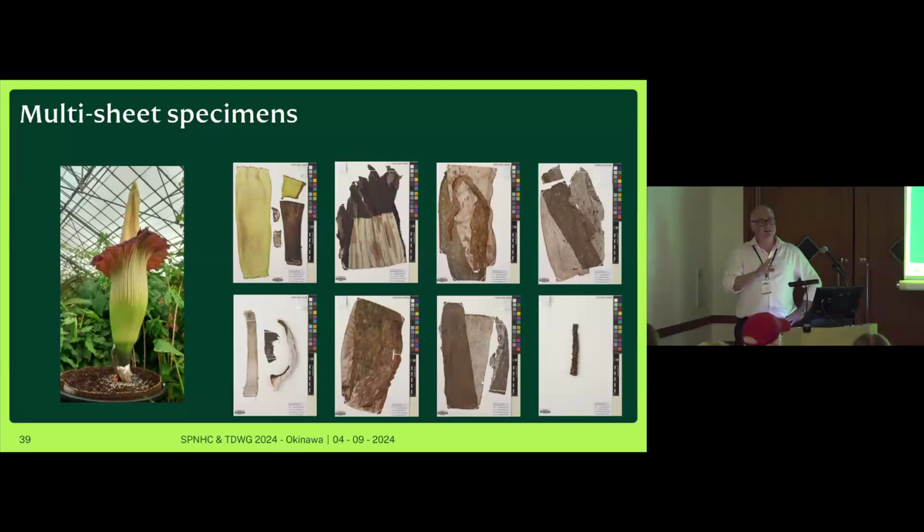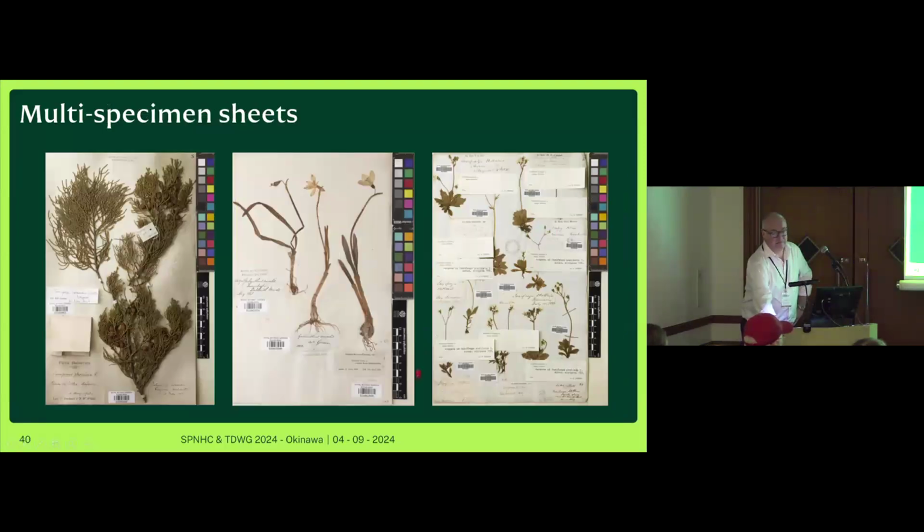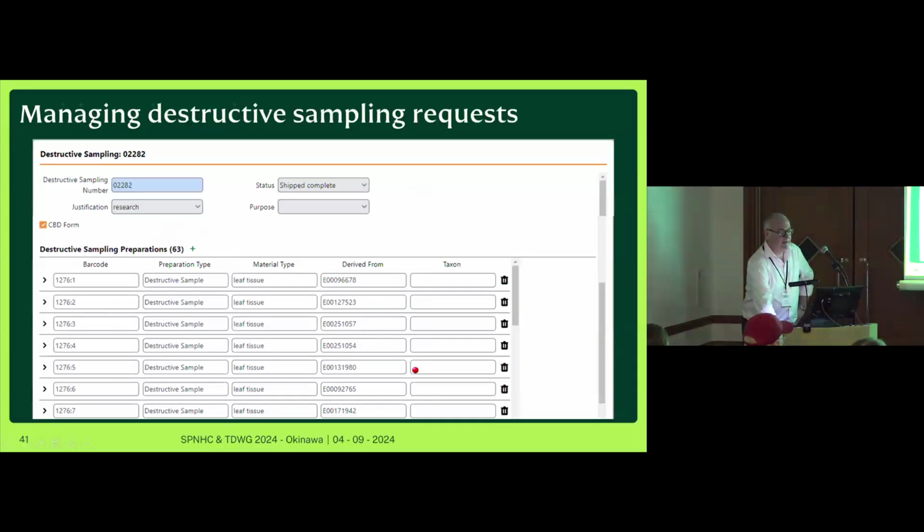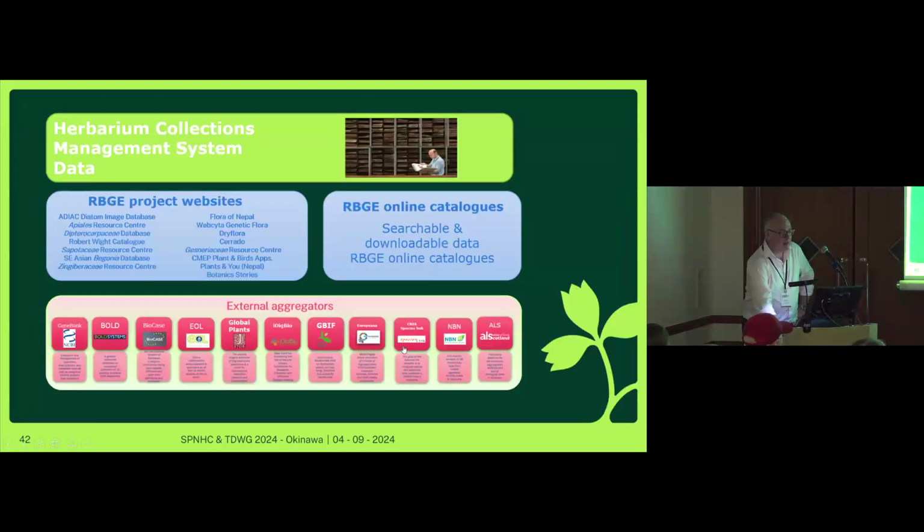We had the current problems you all recognize from herbaria, multi-sheet specimens and multi-specimens on sheets, and we had the new problems of managing destructive samples, which is only getting more and more problematic. And then we also had the problem of having, with a new database, to find a way of remapping all of our existing relationships, all of our existing data relationships.